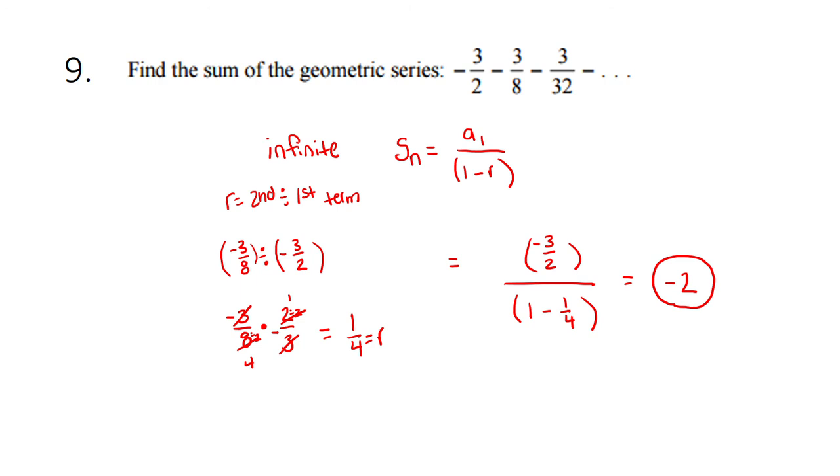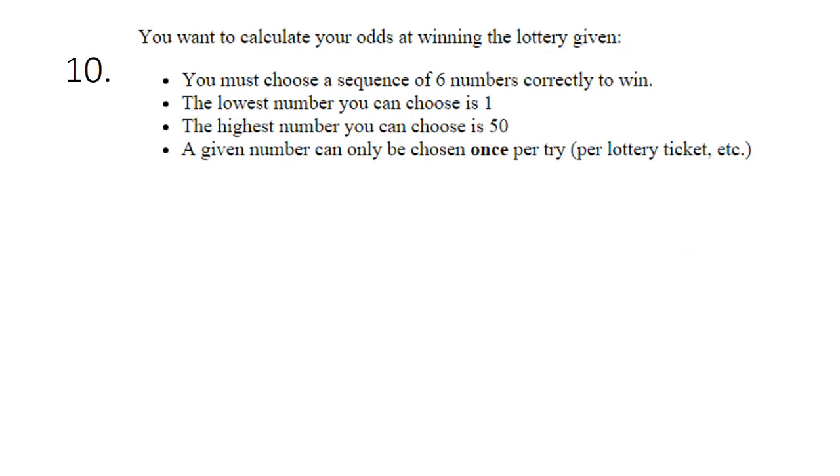Okay, last question. Here it is. This one's talking about the lottery. Now this question is for honors, but I think everybody can do it. So we have a sequence of 6 numbers to correctly win. Your lowest number is 1, your highest number is 50, and you can only use the same number once per try.